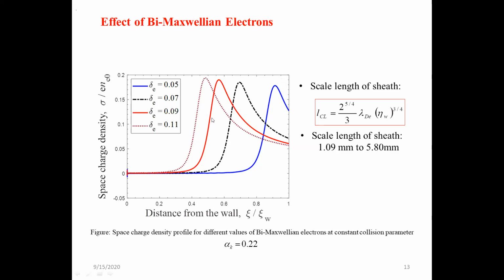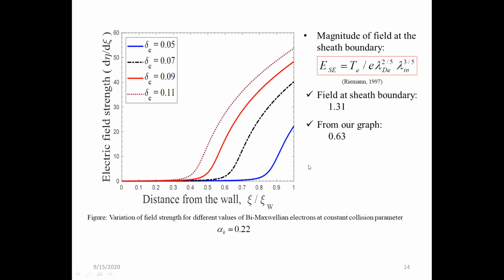And this space charge density helps to estimate the thickness of the C3 region. So the thickness of the C3 region is given by this relation, and we found that in our case, the thickness of the C3 region widens from 1.09 millimeter to 5.8 millimeter. This is the gradient of the electric potential variation in the C3 region.